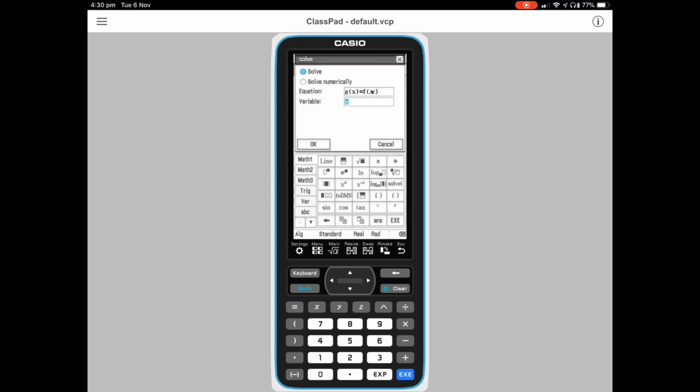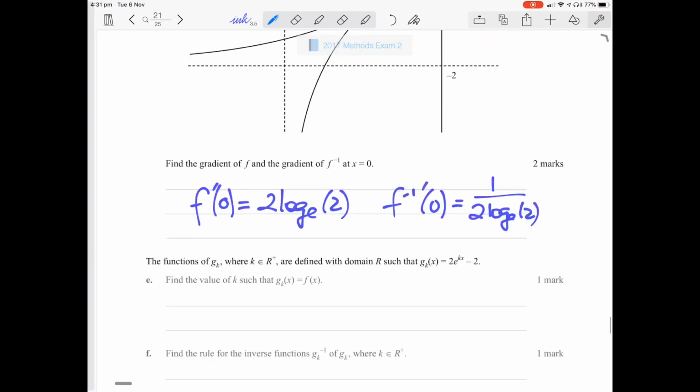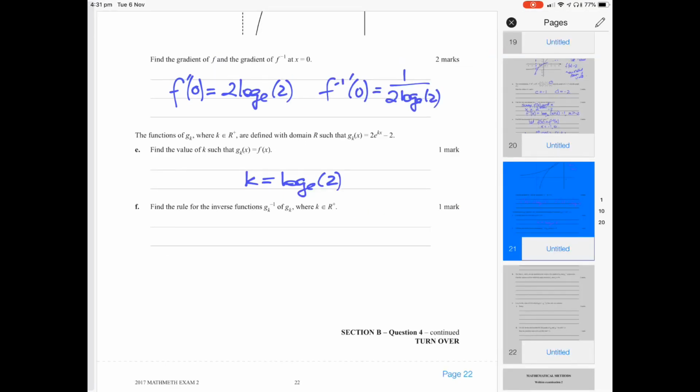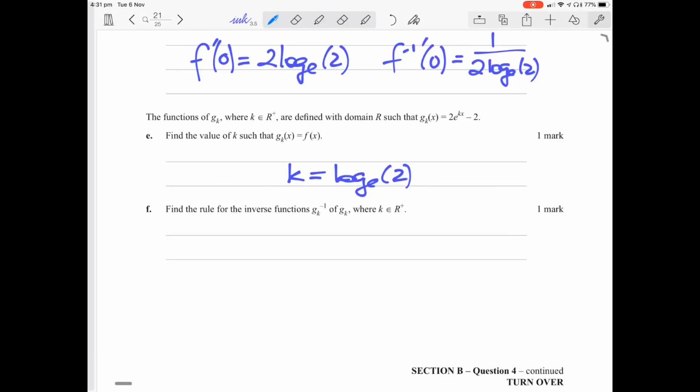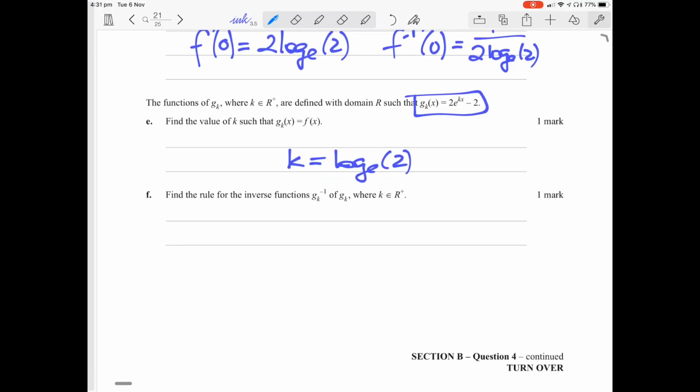Interactive, advanced, solve, and I want to solve for k, not for x, because I want to know what k is. That's the translation that's occurred to go from one to the other, which is log e 2. So k equals log e 2. That's how we change. So if I made that transformation to that graph, if we transformed this graph by making k equal log e 2, I'll show you.